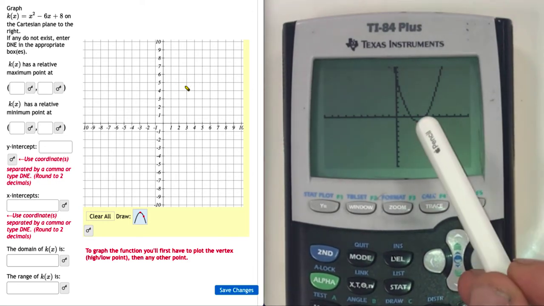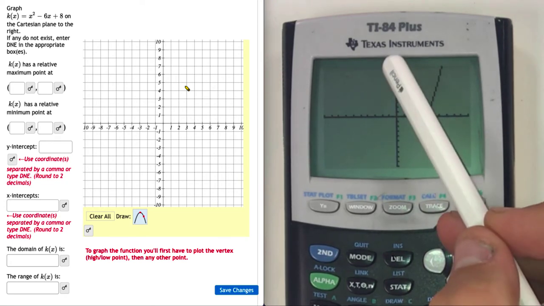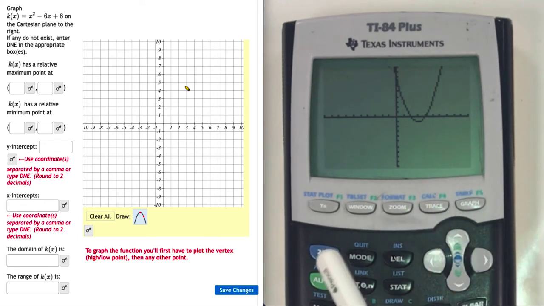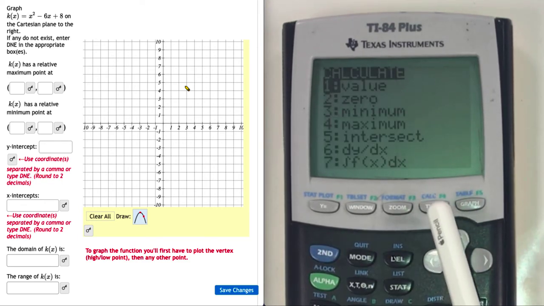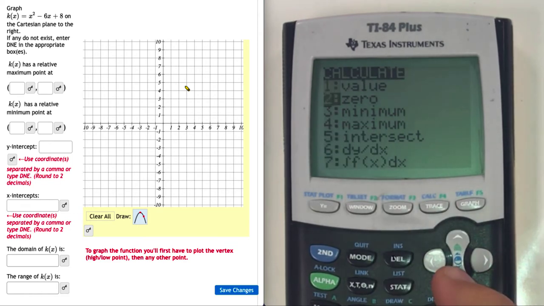Now to find that actual coordinate, we have to decide, is that a minimum or a maximum? Well, as this thing dips down, it gets to a lowest point, so that's a minimum. So there's some buttons you're going to press with your calculator to get the minimum point. Press second and then trace, and there'll be an option on there for minimum, which is option number 3. So hit the down arrow on your directional keypad and then hit minimum.